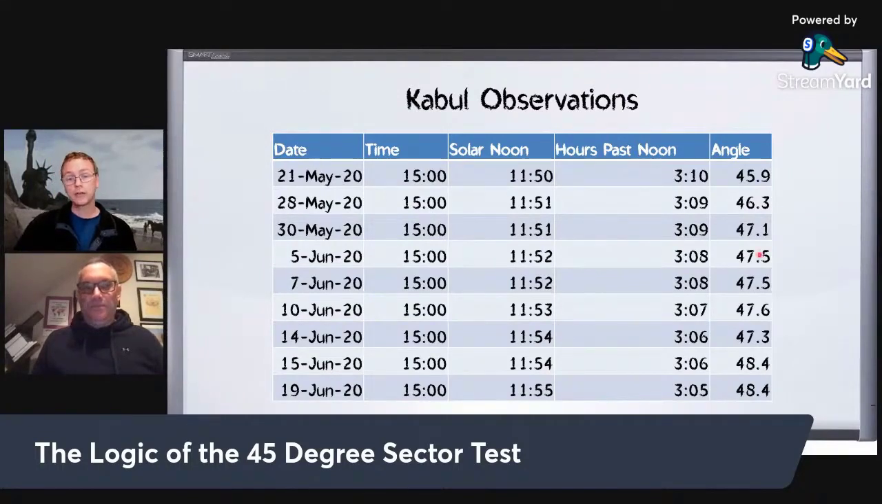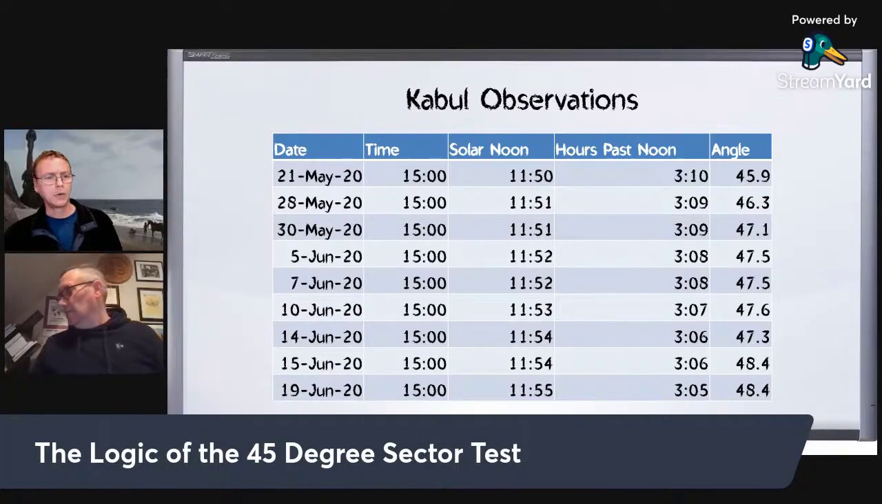So then these are the angles that you measured, and you can see, even though we're more than 3 hours after noon, the sun is higher than 45 degrees, right? And because of that, based on the logic we just did, that's impossible on the globe model. That presents a problem. Okay.